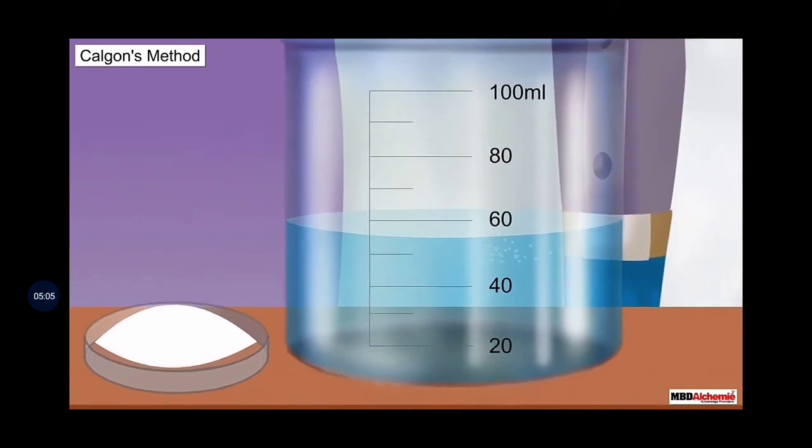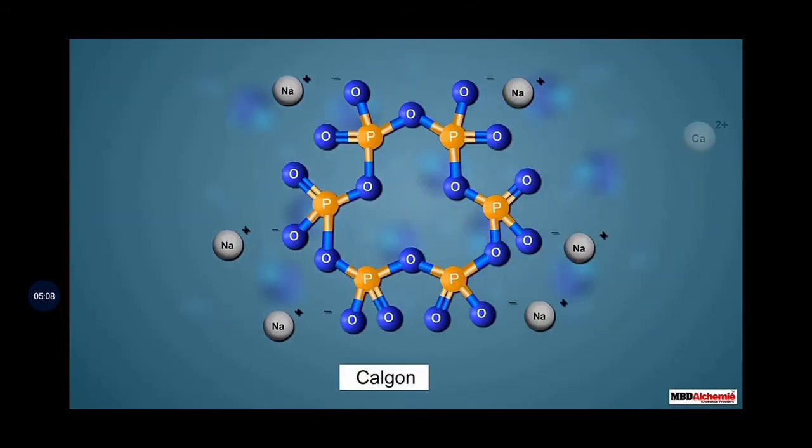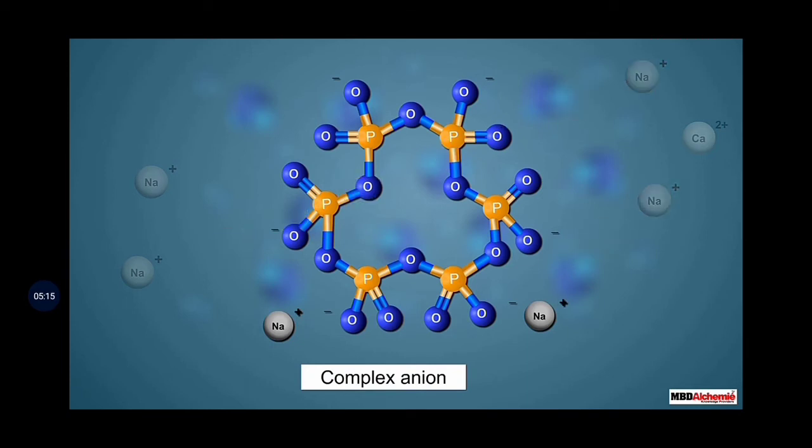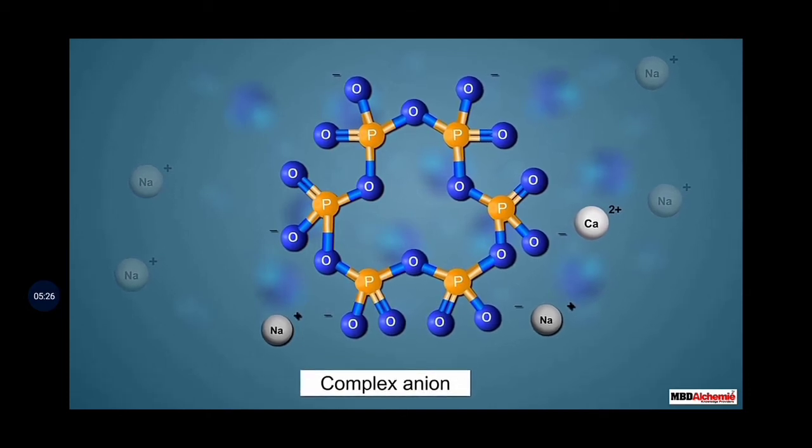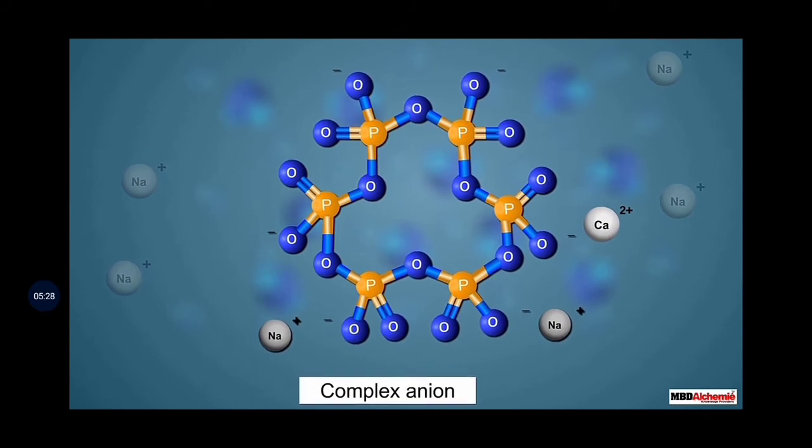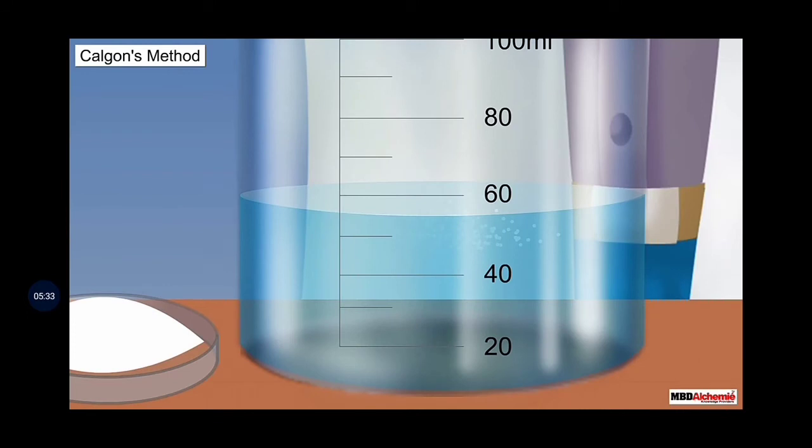When calgon is added to water, each of its molecules ionizes to give 2 sodium ions and 1 complex anion. The complex anion further loses 2 sodium ions and captures 1 calcium ion or 1 magnesium ion from the water in return. As a result, the calcium or magnesium ion of the water becomes a part of the complex ion and no more remains free. This way, the complex anions of calgon capture all calcium and magnesium ions of the water, thereby removing its hardness.